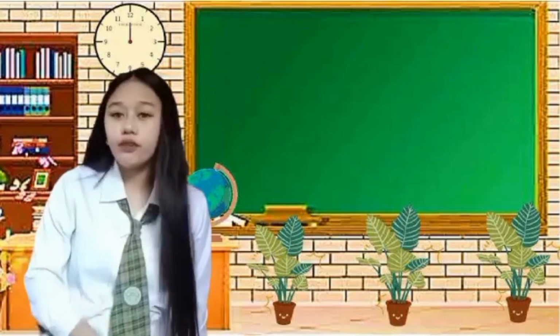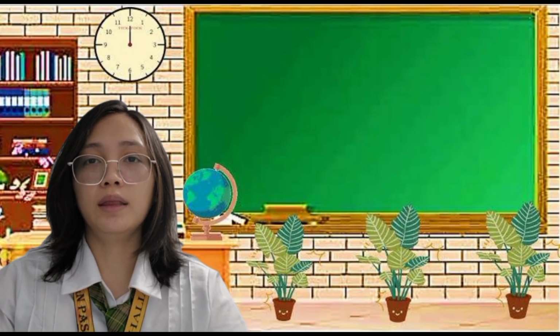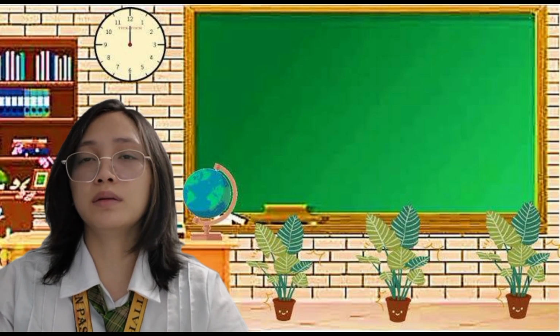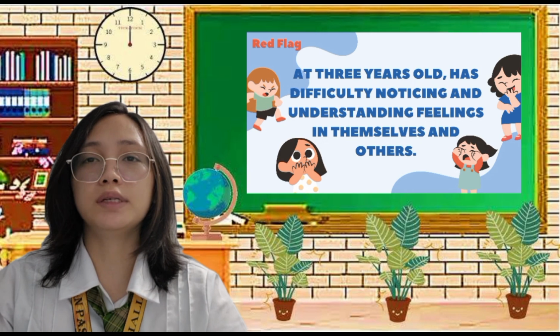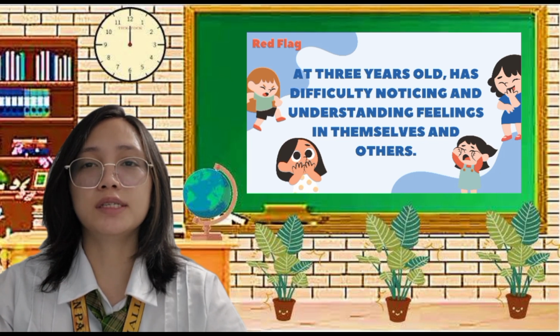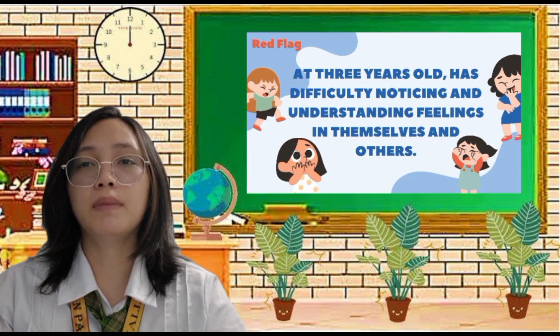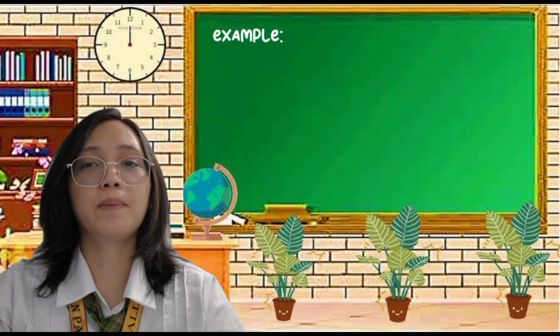That's another red flag. Hello, I'm Joy Aina Mandel de Castro, and I will continue her topic. At 3 years old, has difficulty noticing and understanding feelings in themselves and others. During this age, a child really starts to understand that their body, mind, and emotions are their own. A child knows the difference between feeling happy, sad, afraid, or angry. Here's my example.